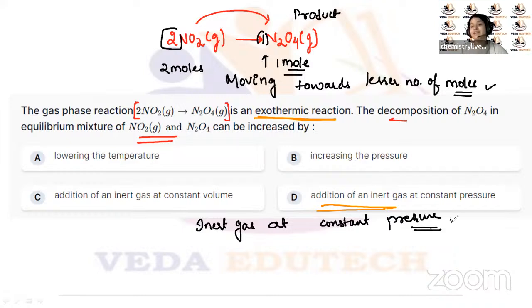So when you add an inert gas at constant pressure, the volume is going to increase. So you had this gas, then you are adding an inert gas.